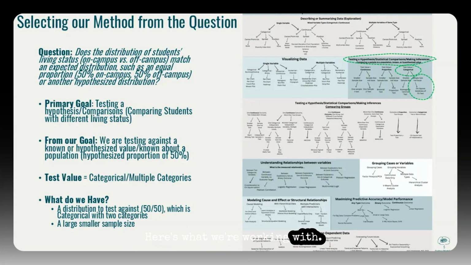Here's what we're working with. We are testing a hypothesis and drawing comparisons, comparing students with different living status. We have one categorical variable, student living status, on campus or off campus. We're not comparing two variables. We're comparing observed frequencies to a theoretical distribution. And importantly, we have enough data in each category to meet the assumptions, at least 5 expected counts per group. That makes the chi-square goodness of fit test the correct method.